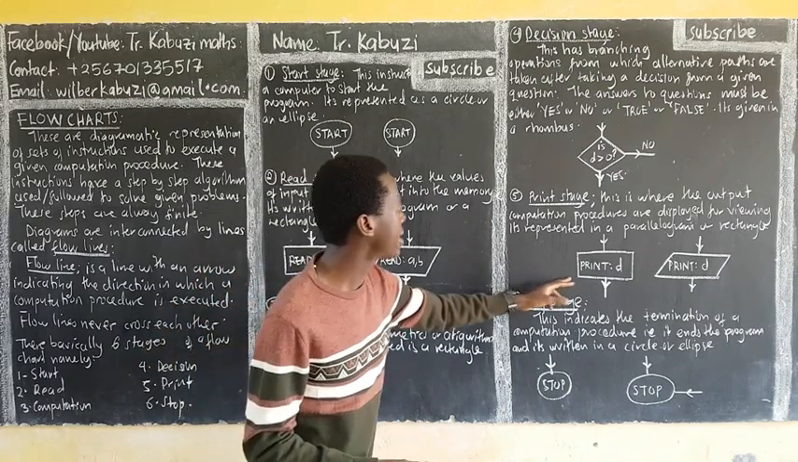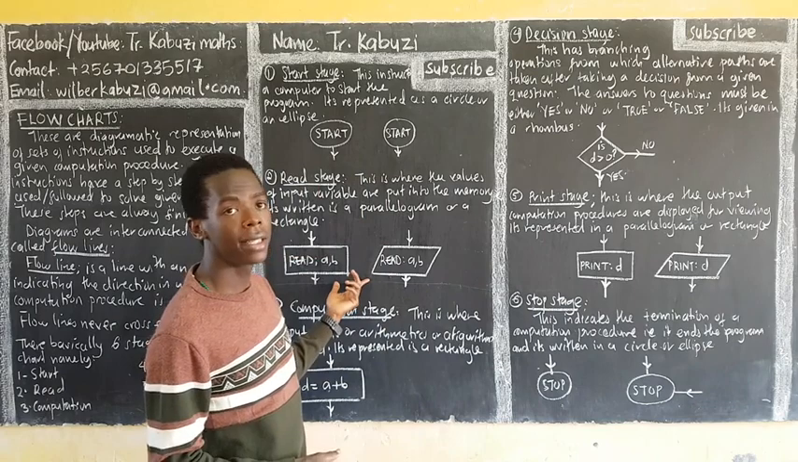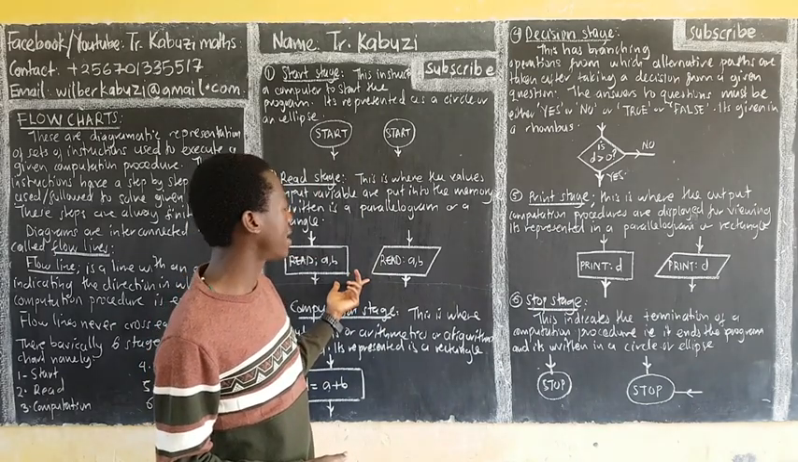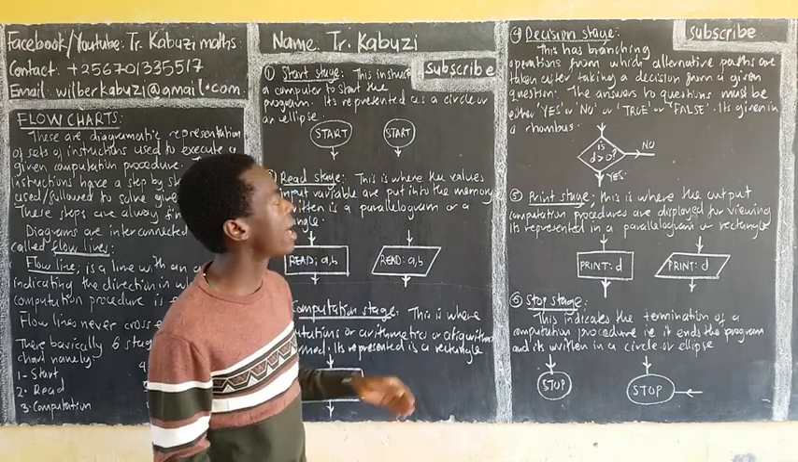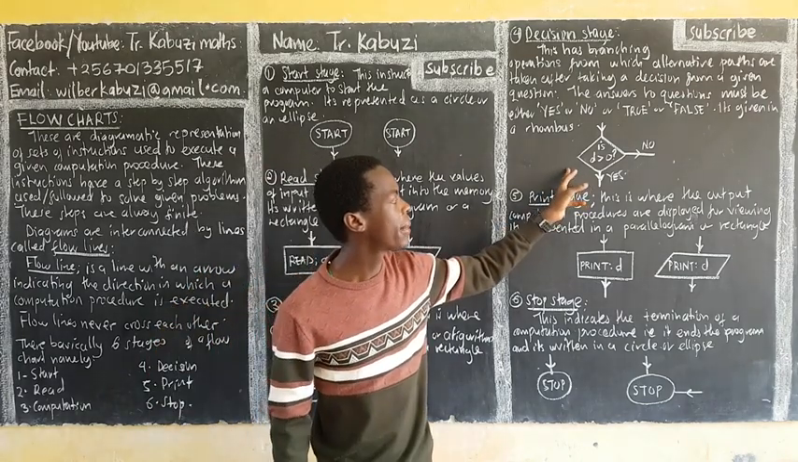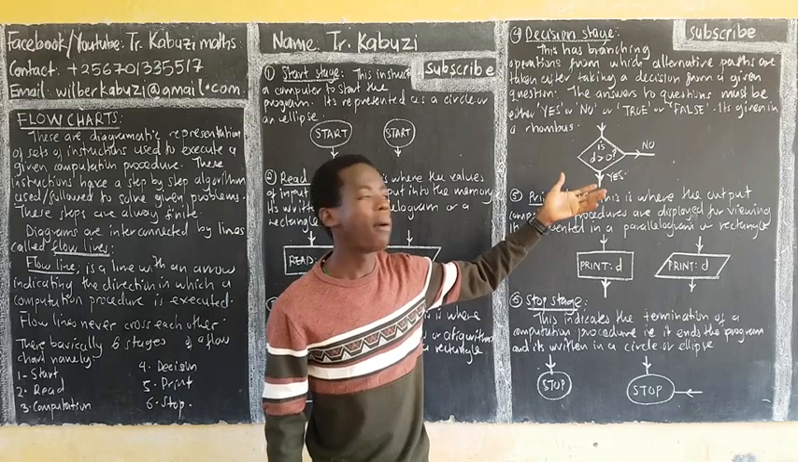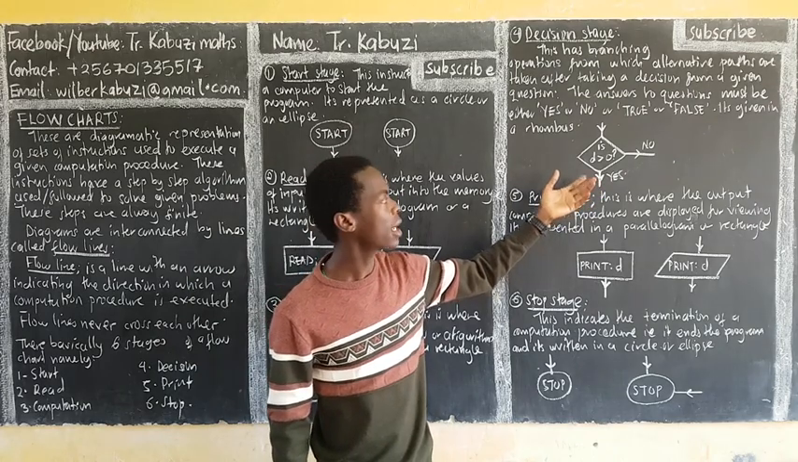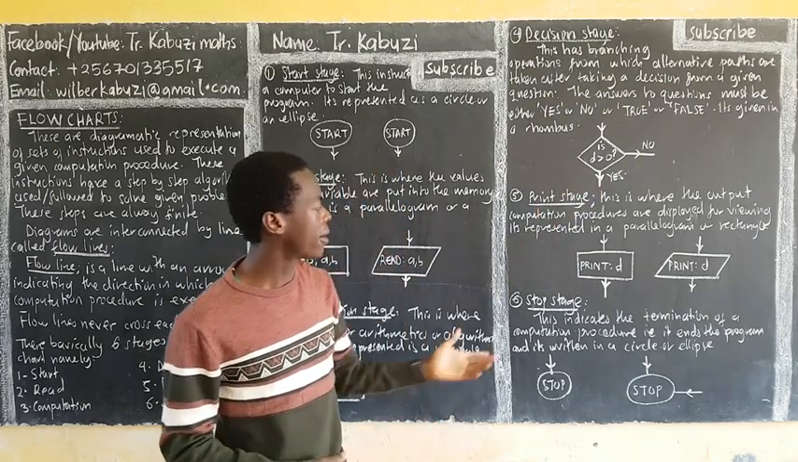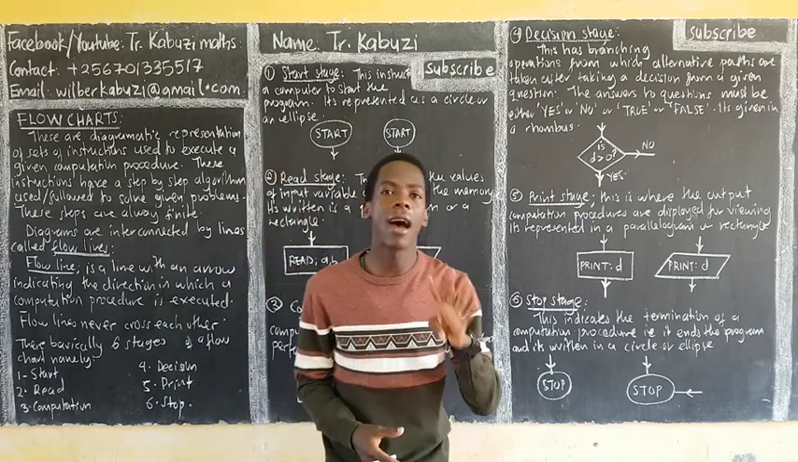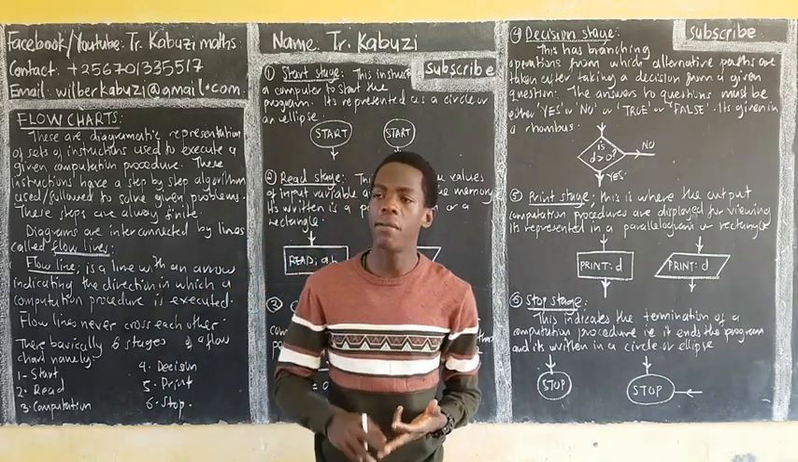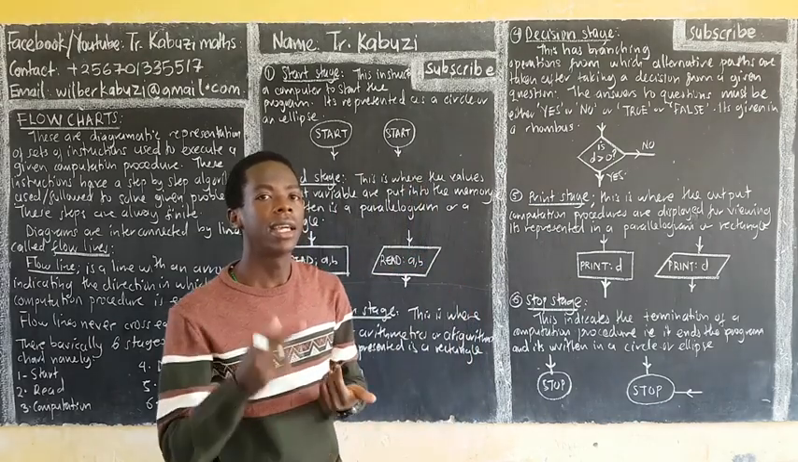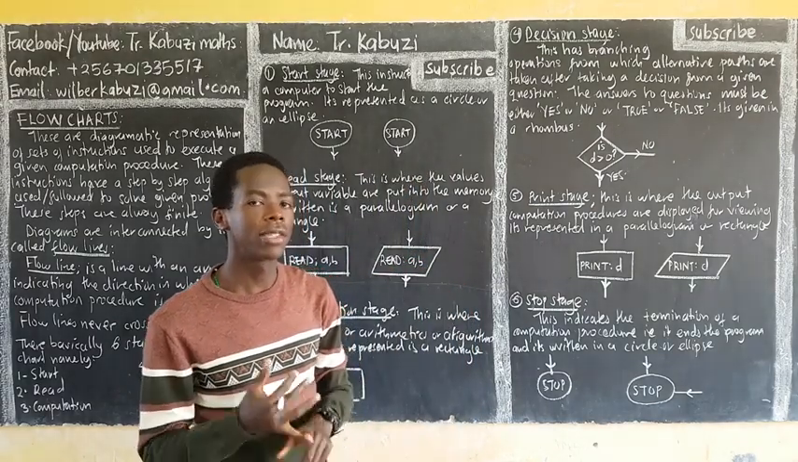Then the second last and the second are not similar. The decision stage, we write it in a rhombus form or a kite form. So that's what we have. Now, after knowing the stages, we have 6 stages. We have the start, the read, the computation, the decision, the printing, and also the stop.